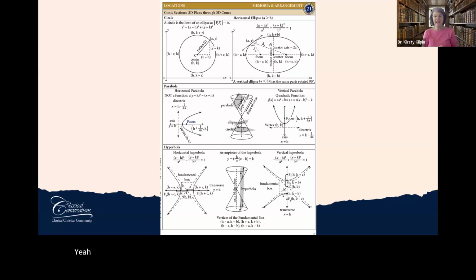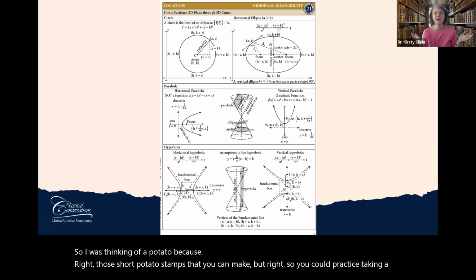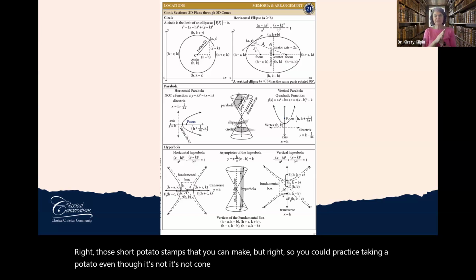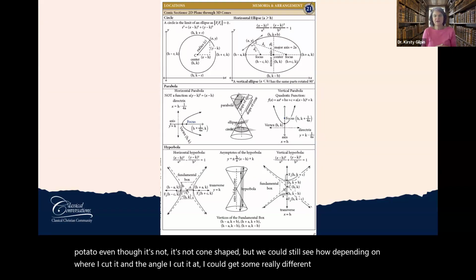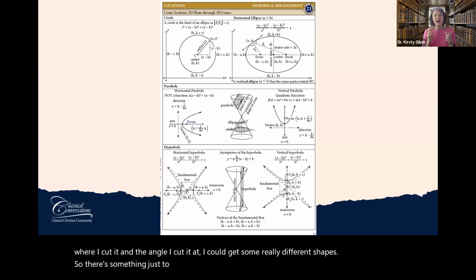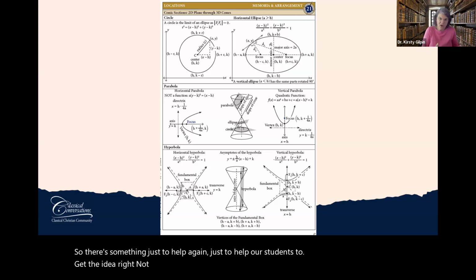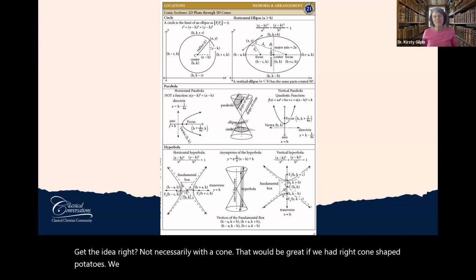Yeah. So I was thinking of a potato because of those potato stamps that you can make. You could practice taking a potato, even though it's not cone shaped, and still see how, depending on where I cut it and the angle I cut it at, I could get some really different shapes. That's just to help our students get the idea, not necessarily with a cone. It would be great if we had cone shaped potatoes we could use. But just to get that idea of, oh, that's what I'm doing.